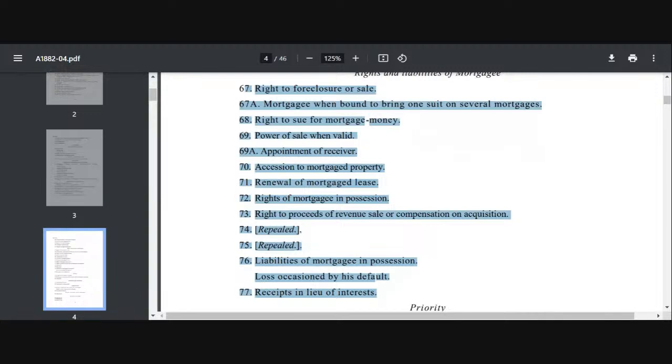He also has right to accession to mortgage property, right to have the benefit of renewed lease if mortgage property is a leasehold, right to spend money in preserving the property, defending the title or in renewal of lease, and right to receive proceeds of revenue sale. Liability आपको मिल जाएगा 76 में, ठीक है.